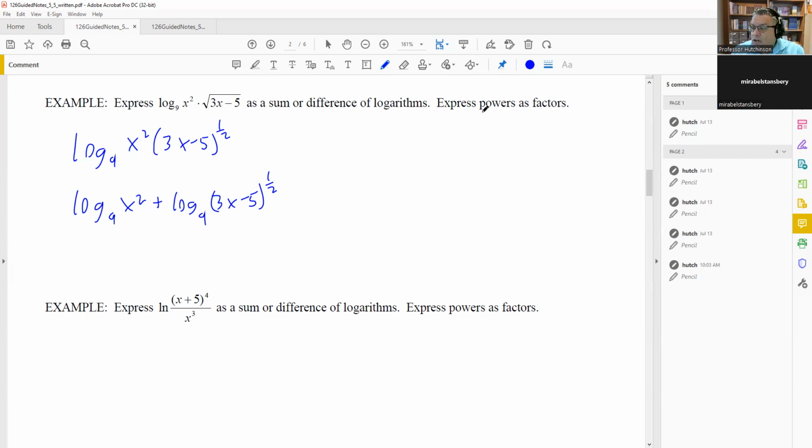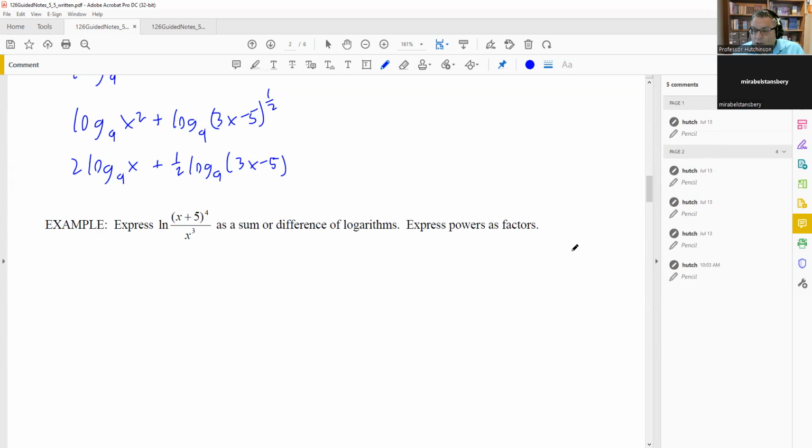The last step is, it says express powers as factors. So we're going to bring these down in front: log base 9 of x, so the 2 comes down in front. This is using property number 5. The 2 comes down in front, and then the 1/2 we bring down in front here: 1/2 log base 9 of 3x minus 5. All right, so that would be the final answer now. We've turned it from multiplication into addition, and we've brought the powers down in front. That's as far as we need to go with it. That's complete.